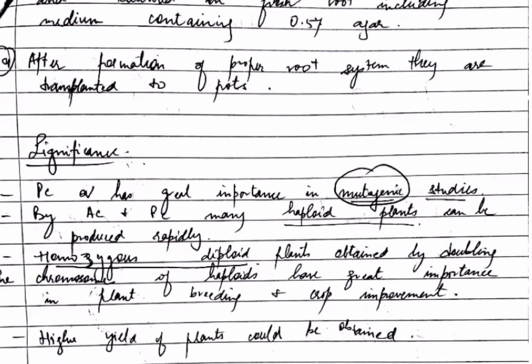The significance is that pollen culture has great importance in mutagenesis studies. By both the cultures, haploid plants can be produced. Homozygous diploid plants are obtained by doubling the chromosome, and they give a high yield and are simple to perform. The next type of culture is organ culture.